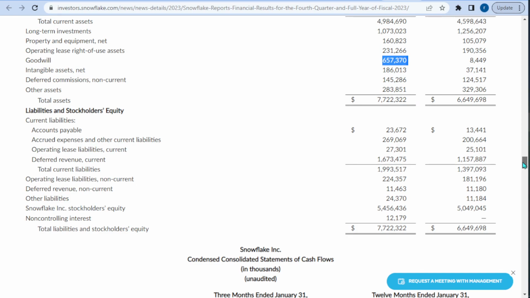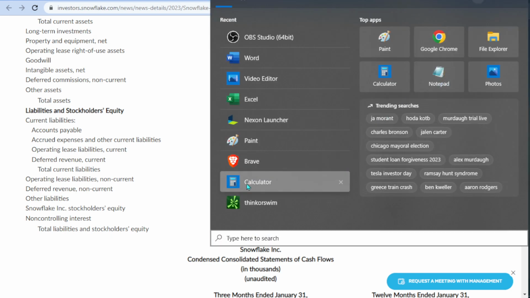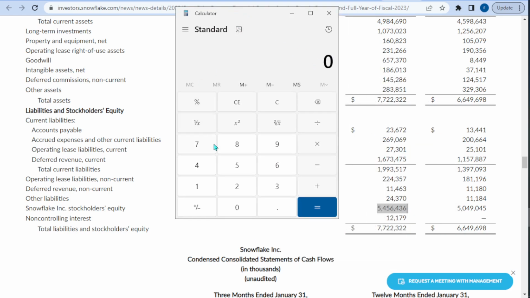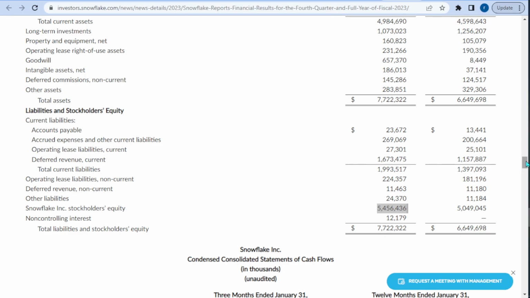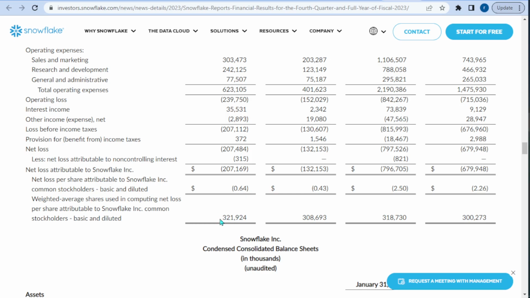Let's take a look at equity. So what is their equity account? Let's see. Other liabilities, total current assets. Let's see. Snowflake stockholders' equity. Okay, so that's about 5.5 billion right there. So what we can do is we could calculate book value per share. It's always a useful metric to look at. So we could do 5,456,436, and then we're going to divide that by the shares outstanding. So that's this amount right there.